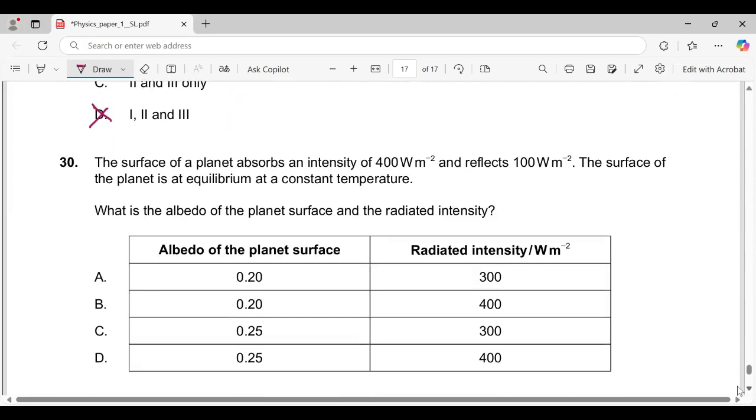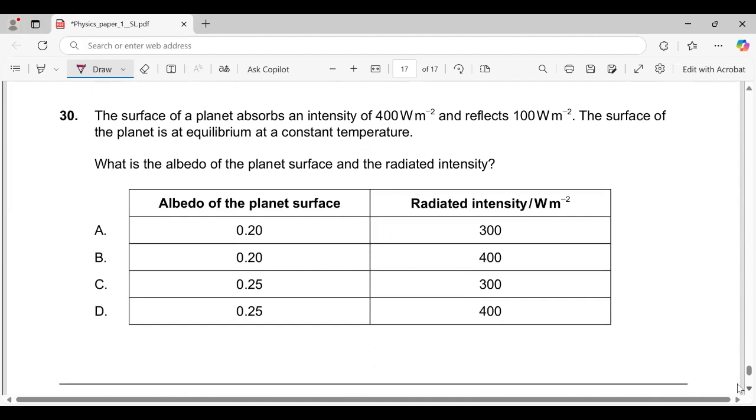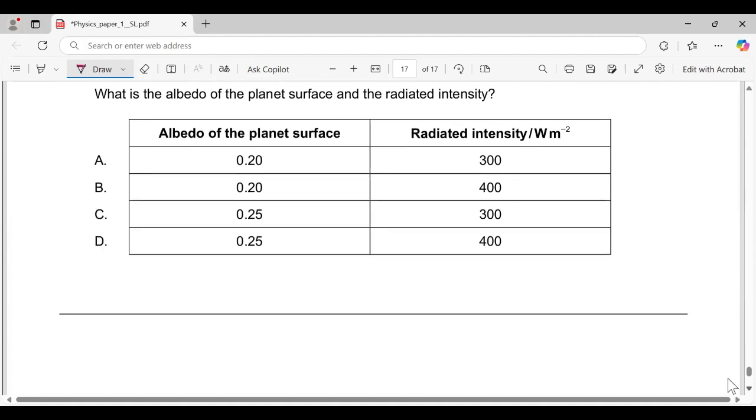30. The surface of a planet absorbs an intensity of 400 watts per meter squared and reflects 100 watts per meter squared. The surface of the planet is at equilibrium, at a constant temperature. What is the albedo of the planet's surface and the radiated intensity? So we need to calculate the albedo and radiated intensity.